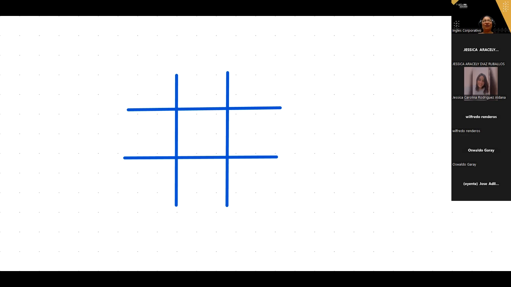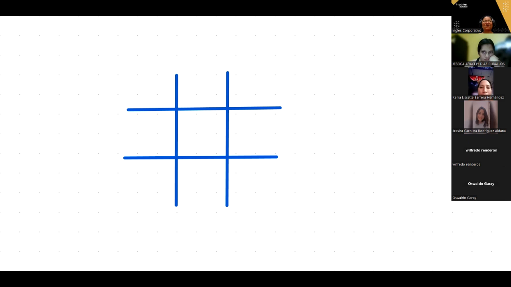Yes. Okay. You have to choose X or zero. Where do you want to write? Okay. X or zero? Okay, Jessica. Tell me a sentence with a demonstrative adjective. Similar to yesterday. Yes, demonstrative adjective. Okay. I don't know, teacher.